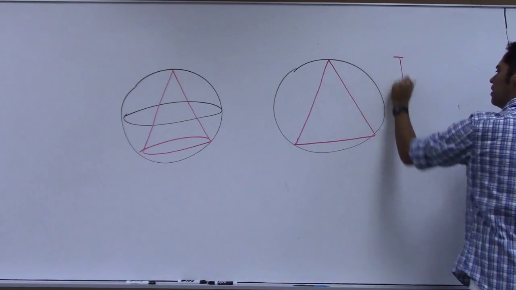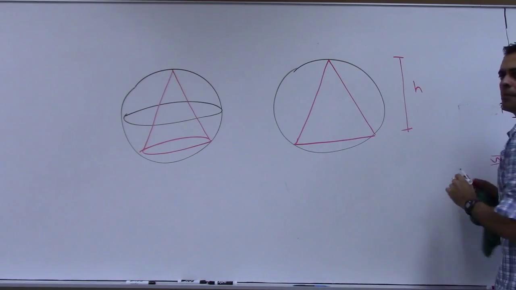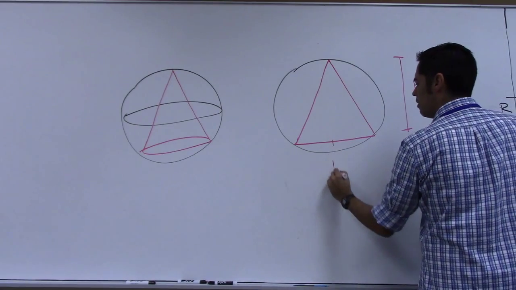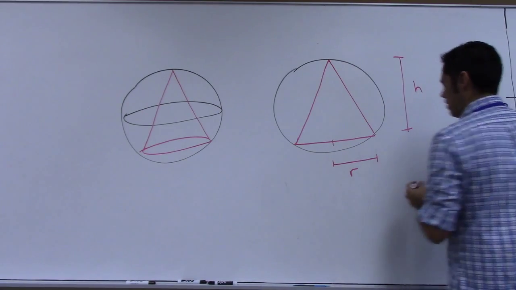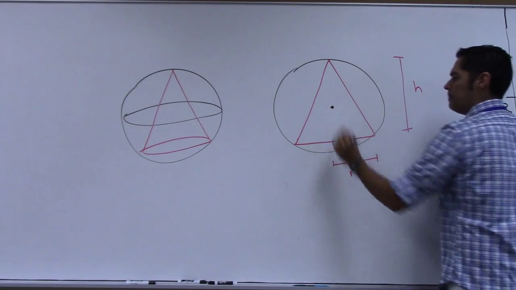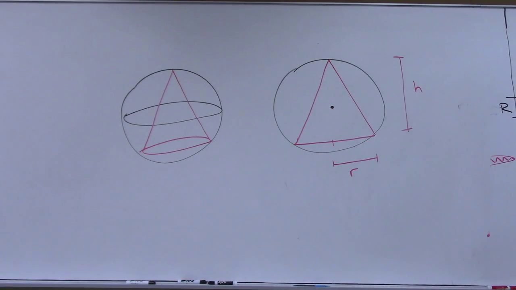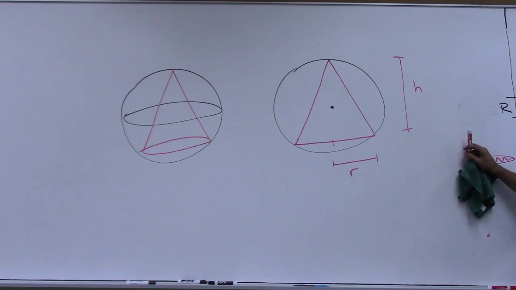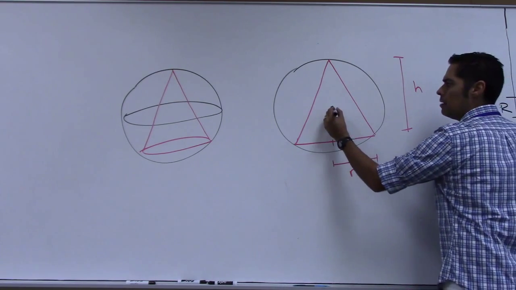You know the height of your cone is this, right? You know the radius of your cone, little r, is this. And you know the center is right here, right? So you have to come up with a relationship now. Anyone see what we can do? Pythagorean again, right? Pythagorean? So where?